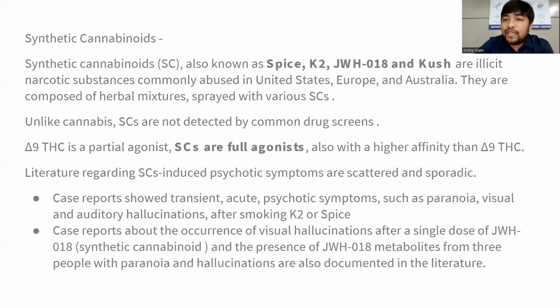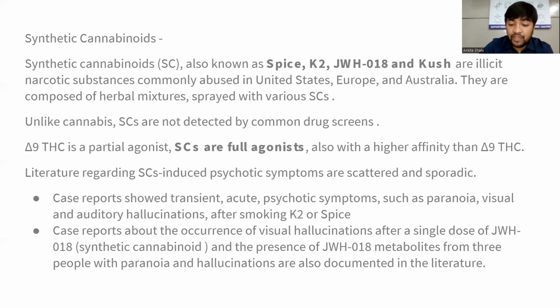Now, coming to synthetic cannabinoids, okay, so there are various synthetic cannabinoids: Spice, K2, JWH-018, Kush. Illicit narcotic substances commonly abused in USA, Europe, Australia. Basically, first of all, SCs are not detected by common drug tests. THC is a partial agonist, right? It does not have full agonist activity. SCs are full agonists, so the binding affinity is higher than delta 9 THC. So a full-blown effect, right?